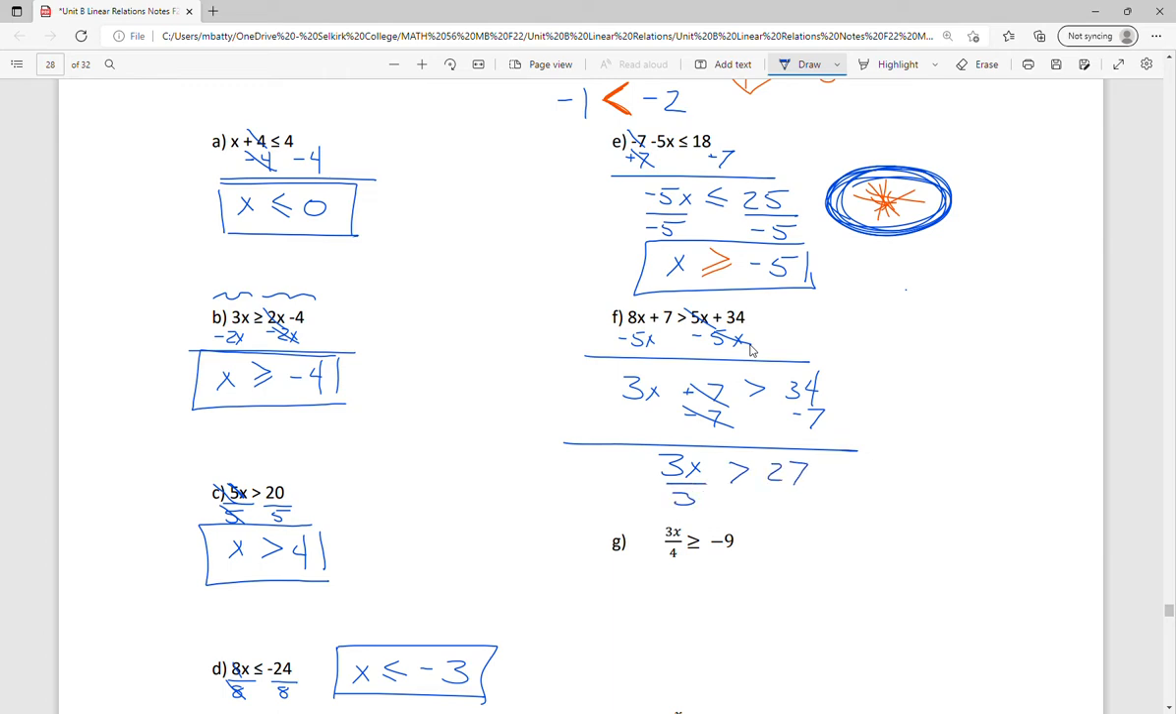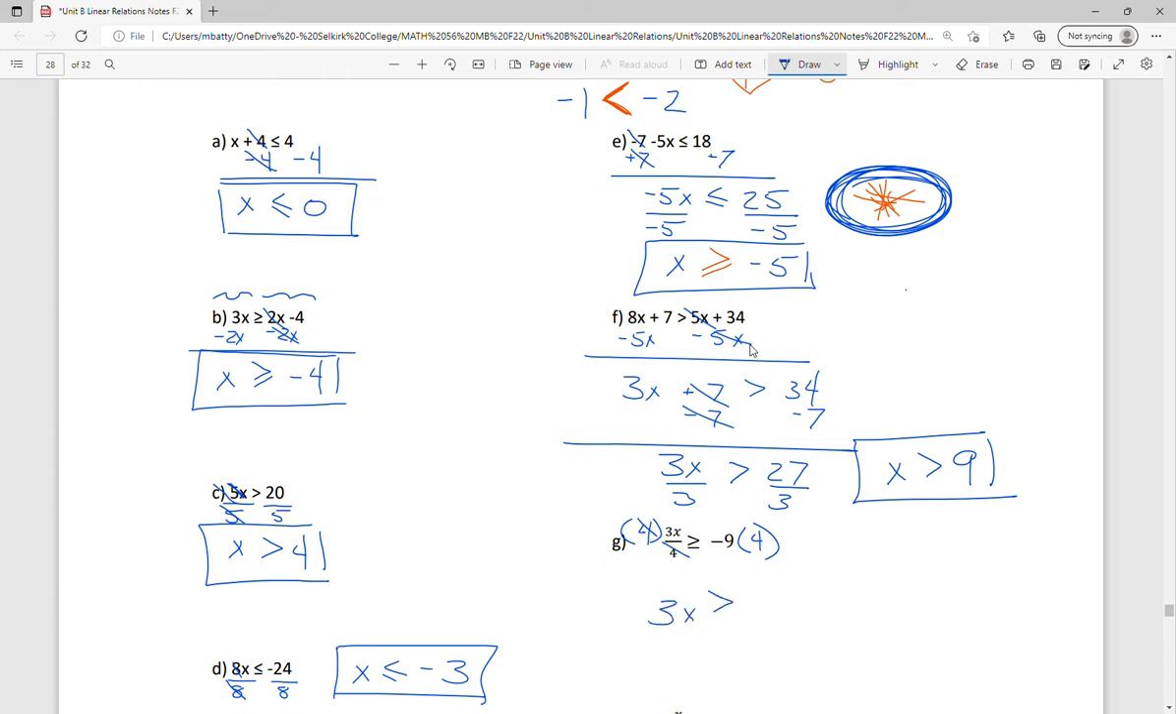And divide by 3 and divide by 3. I get x is greater than 9 as an answer to this linear inequality. The last one, I got silly fractions, so just reminding how we got rid of those. You're doing the opposite always.